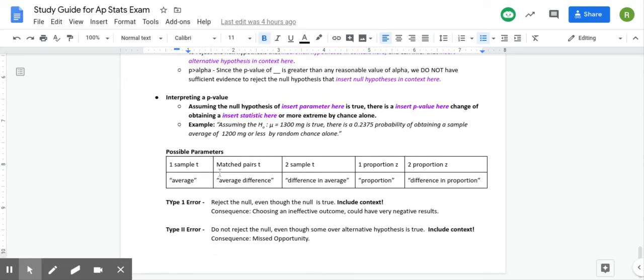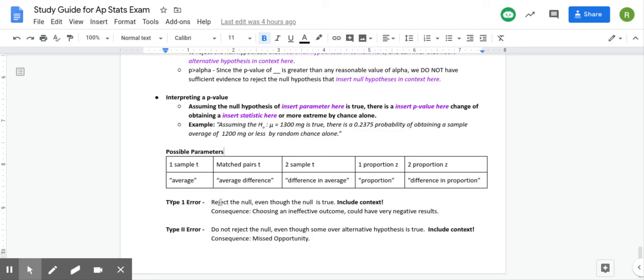The big one I've been noticing on the things I've been looking at your work are these two right here. So matched pairs and 2 sample t. Matched pairs is average difference. 2 sample t is difference in average. So make sure that you use the right phrasing there. They will take off a pretty good proportion of the points if you put these words in the wrong direction.